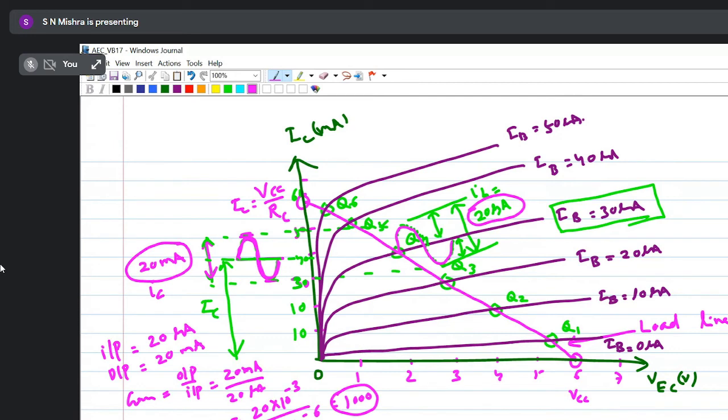So what is my point here? I should operate the transistor at the Q point or stable point. When I have fixed this IB to 30 microampere, then I am getting the Q point as Q3 and I'll operate my transistor so that I'm giving the input and I'm getting the output, which is an amplified version of the input. Okay. Now, there are two types of things.